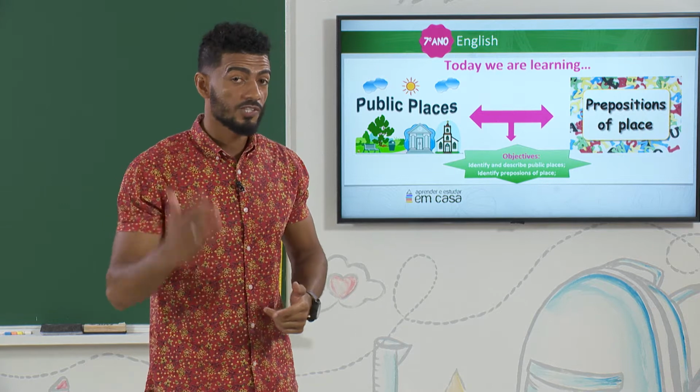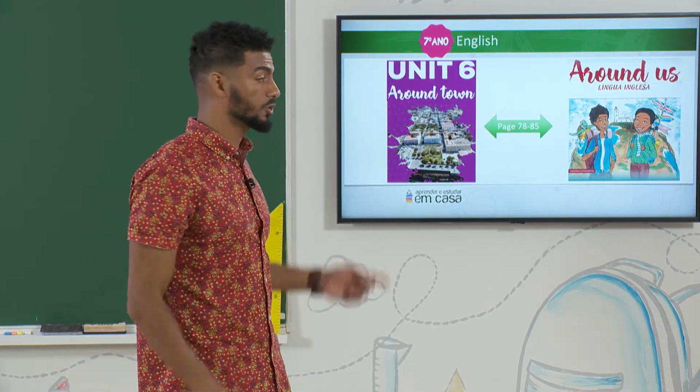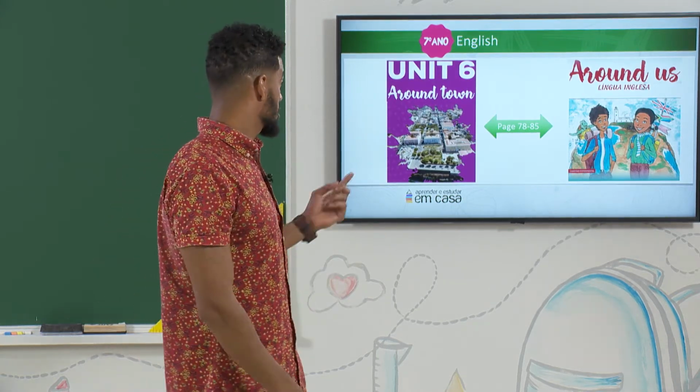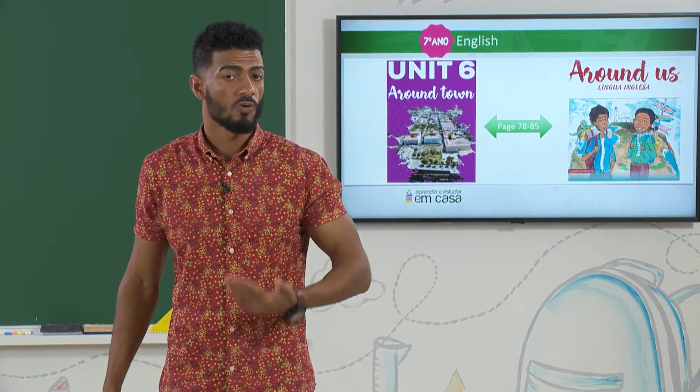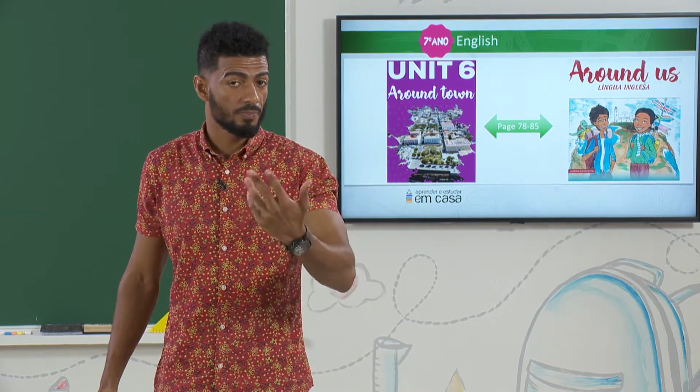Please have your 7th grade book with you. The chapter that you will work with is Unit 6, Around the Town, and the pages are from 78 to 85. Let me ask you this question. Do you know what public place means?